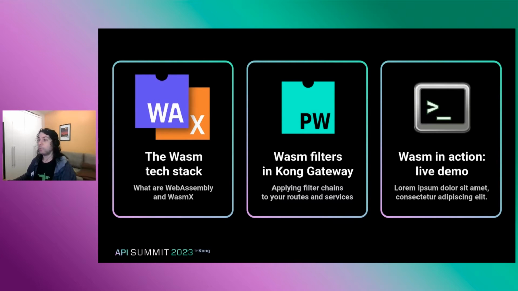So this idea of applying chains of filters, what we call filter chains, to your Kong routes and services in order to add WebAssembly functionality. And then we're going to see WASM in action via a live demo. So let's get started.